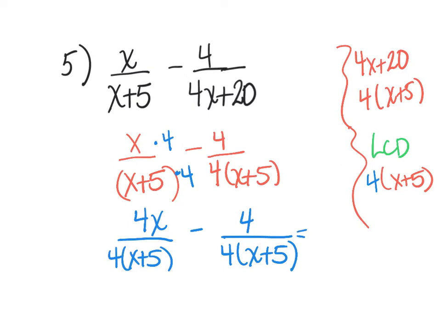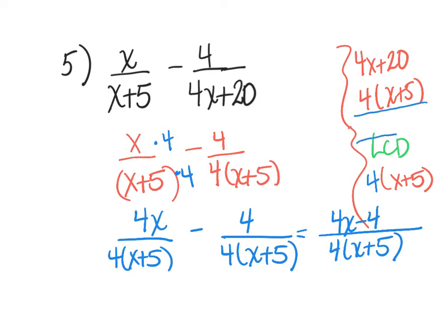Now I'm going to combine like terms in the numerator. 4x minus 4 over 4 times x plus 5. Now I want to see if I can simplify it. So when I look at that numerator, 4x minus 4, once again, I see that I have a GCF.